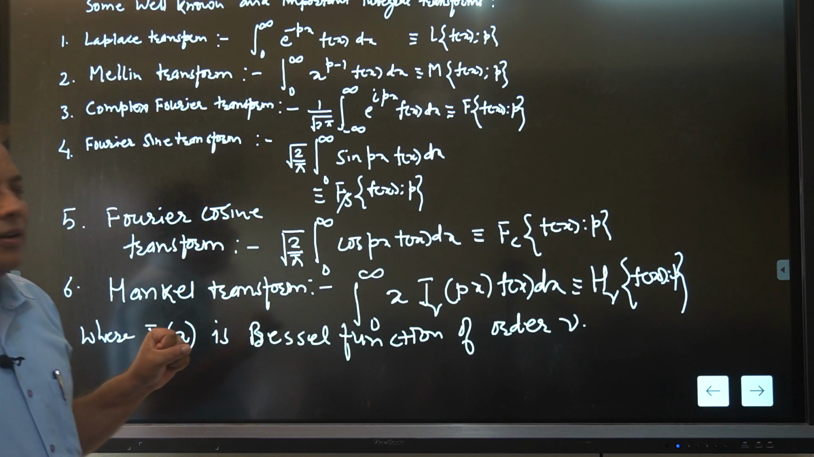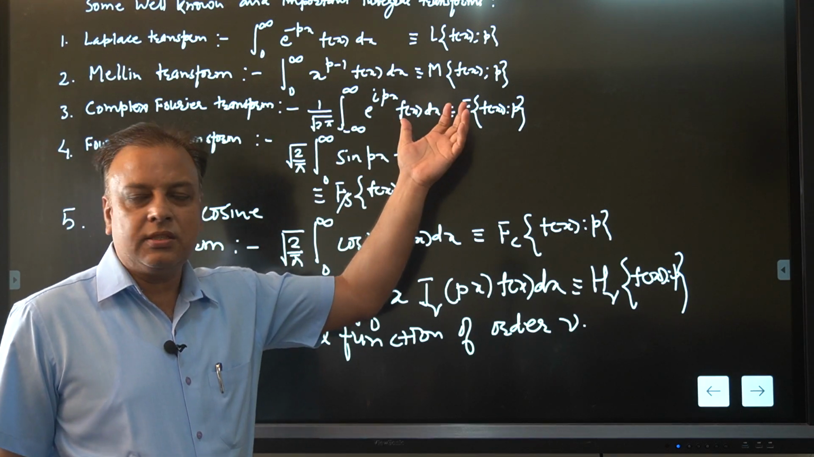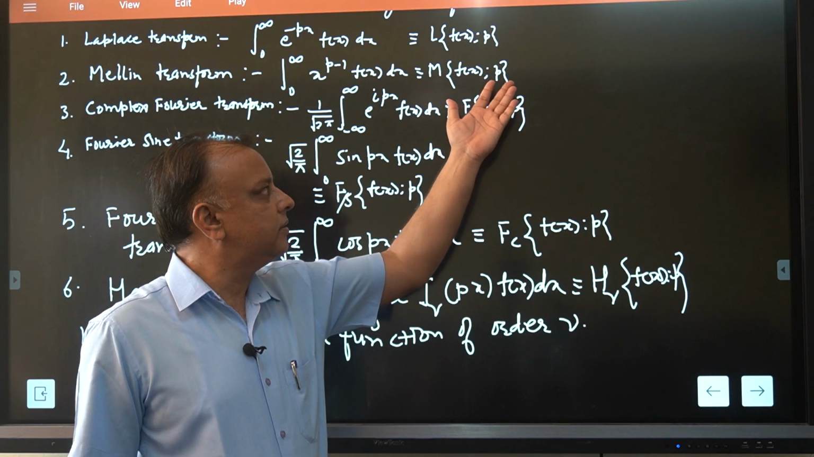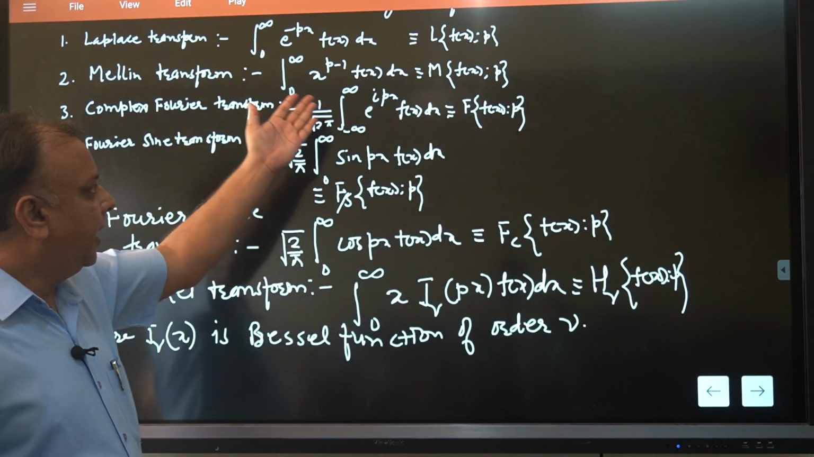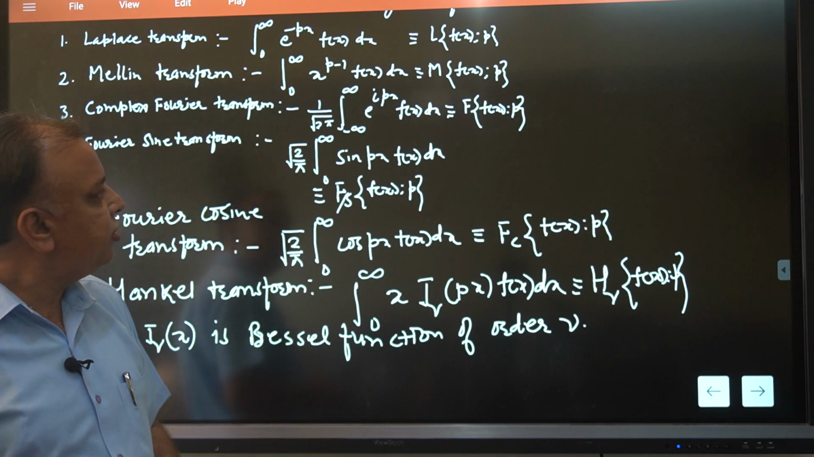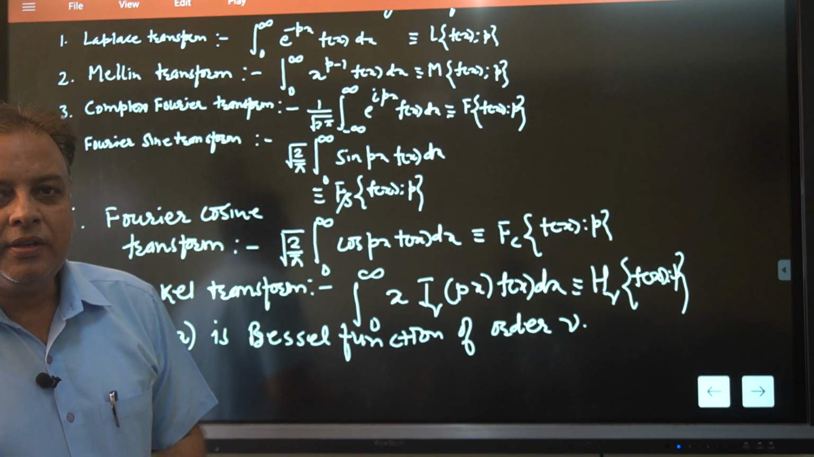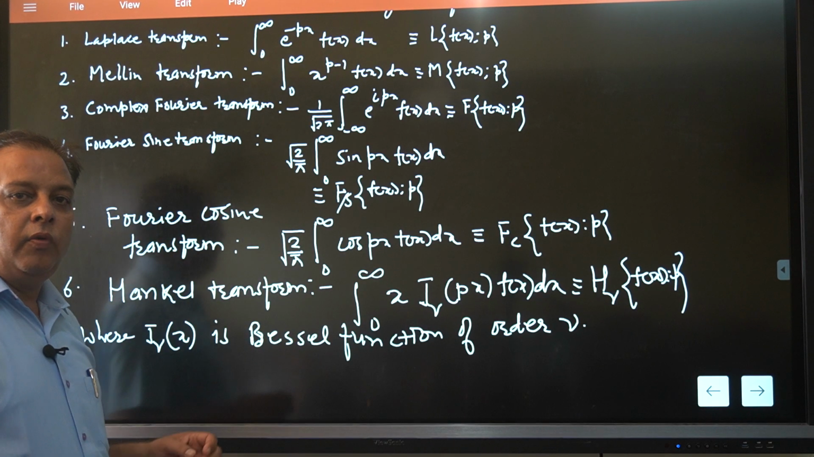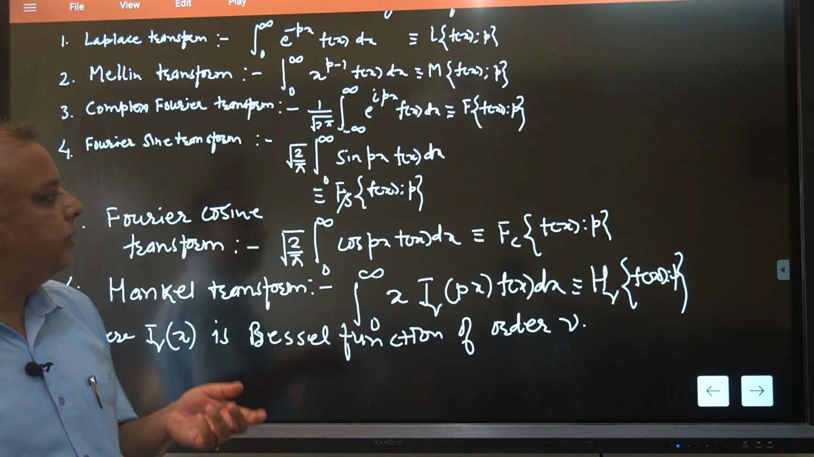The kernel of the Mellin transformation is x raised to p minus 1, and it is denoted by the Mellin transformation of f(x) with respect to p, and it is given by the integral from 0 to infinity of x raised to p minus 1 f(x) dx. Another well-known transformation is the Fourier transformation.